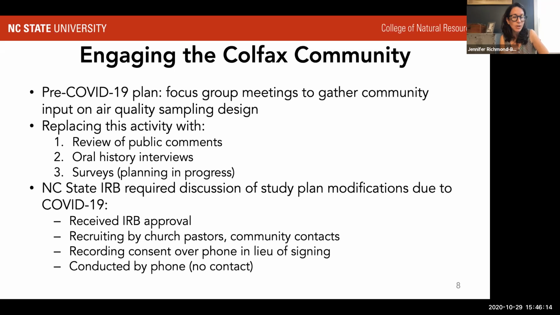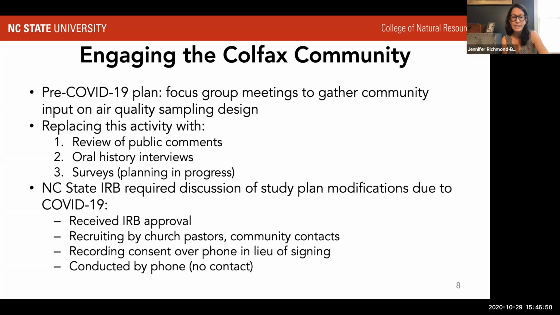So again, we're all about community engagement, but I would be really remiss if I didn't explain a bit about how that has changed in the last year, because we were funded to start this project in March. Actually, technically, because we're a subcontract, we just got the funding in hand from LSU here a few weeks ago. But pre-COVID, we were planning to take a number of trips to meet with community members through a focus group forum so that we could gather insights on our air quality sampling design process.